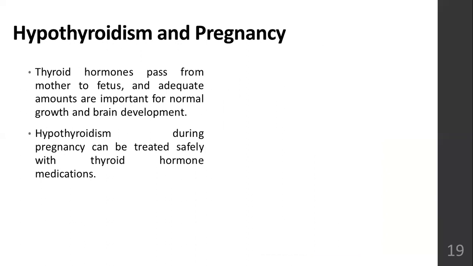How do hypothyroidism and pregnancy work together? What are the signs and symptoms of a pregnant woman who is suffering from hypothyroidism, or how does hypothyroidism affect pregnancy? Thyroid hormones pass from mother to fetus. When a woman is carrying a child, through her placenta, thyroid hormones also travel to the fetus. An adequate amount of this thyroid hormone is important for the normal growth and brain development of the fetus. If the mother is suffering from hypothyroidism, she will not produce enough thyroid hormone to reach the fetus, and the fetus may suffer from impaired brain development, growth retardation, low birth weight, miscarriages, stillbirth, premature birth. Hypothyroidism during pregnancy can be treated safely with thyroid hormones and medication.